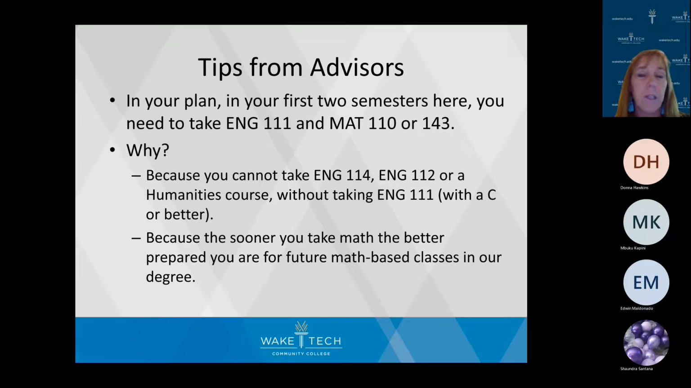There's nothing more discouraging to me than to look at a student and see that they have to take both English 111 and English 114, and they are in what they thought was their last semester, and you can't take them together. You cannot take English 114 or English 112 or humanities without taking English 111 with a C or better.